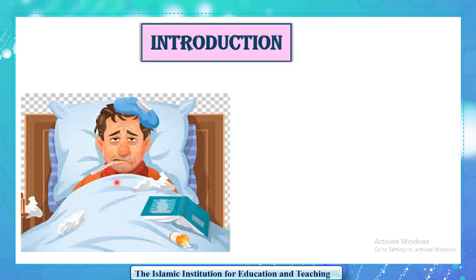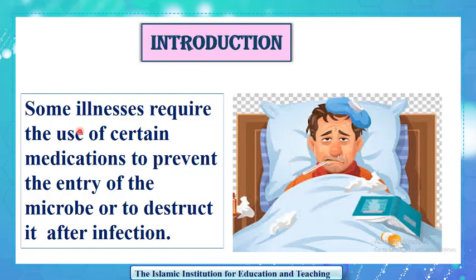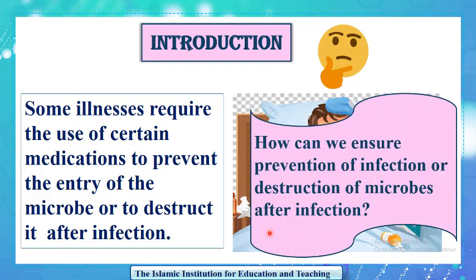What is the solution for this illness? Yes, it is by taking medicines. What is the role of these medicines? These medicines help to destruct the microbe after infection. So, some illnesses require the use of certain medications to prevent the entry of the microbe or to destruct it after infection. But how can we ensure prevention of infection or destruction of microbes after infection? Which means, how can we help ourselves avoid infection or destruct the microbe after it enters the body and causes infection? This is what we are going to discuss in this video.